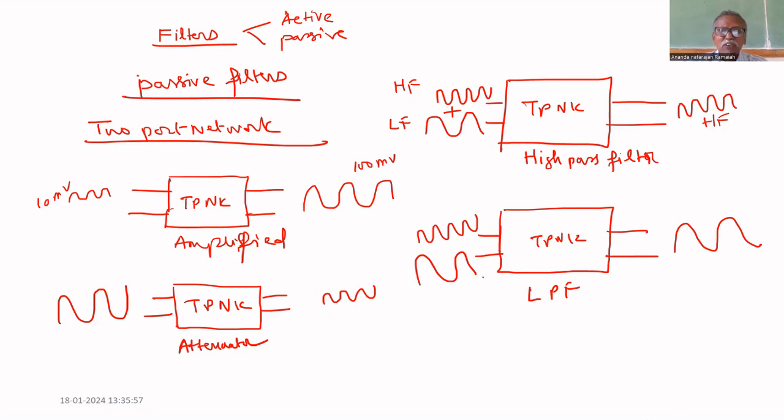Sometimes it gives a particular frequency alone. All other frequencies it rejects. It passes a particular band of frequency, then it is a band pass filter. Another filter rejects a band of frequencies, while allowing both low as well as high frequencies. Then it is called a band reject filter.